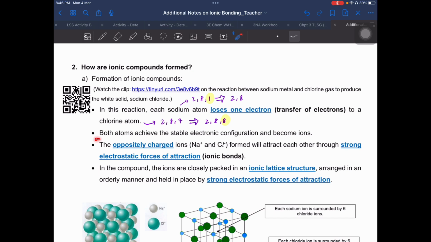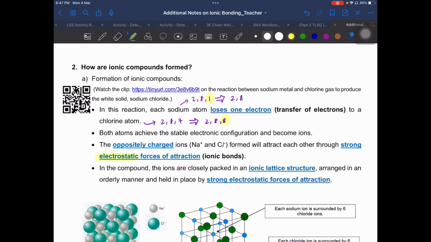Now what happens is that both of the atoms have what we call a stable electronic configuration, and therefore they're now both ions. Now when you have a positive ion and a negative ion next to each other, it's just like how a north pole and a south pole will behave. They will start to attract each other. And this attraction is an interesting concept because it's what we call an electrostatic force of attraction.